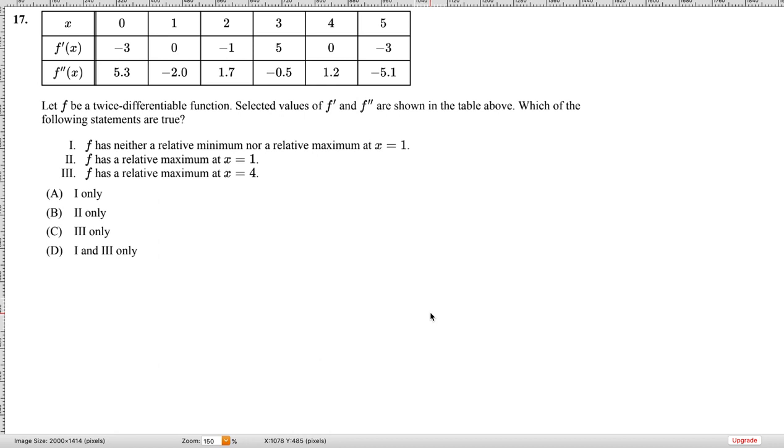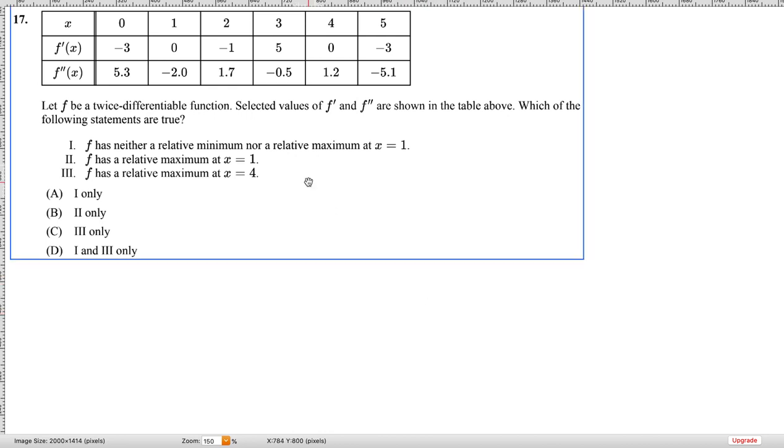That second derivative test that we had from the last video, again. So basically it's telling you that f is a twice differentiable function. Selected values of f prime and f double prime are shown in the table below. Which of the following statements are true? Let's evaluate each one of these one by one.